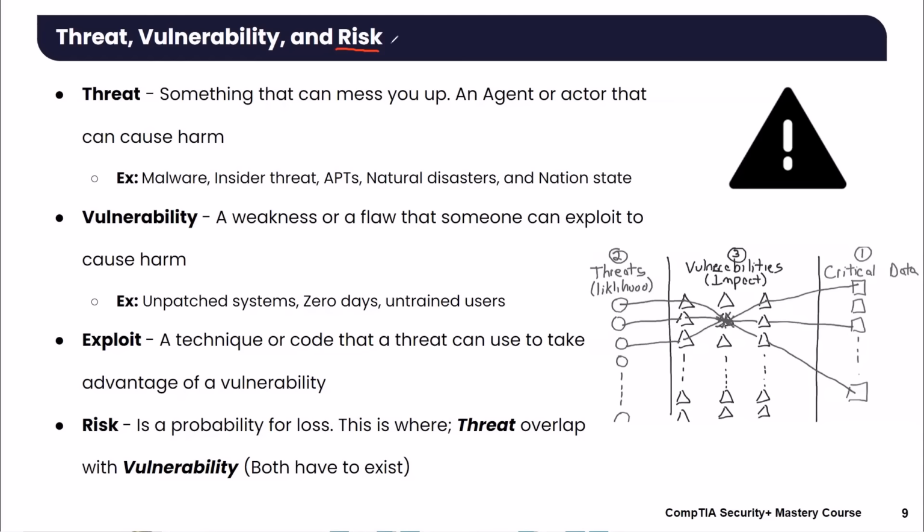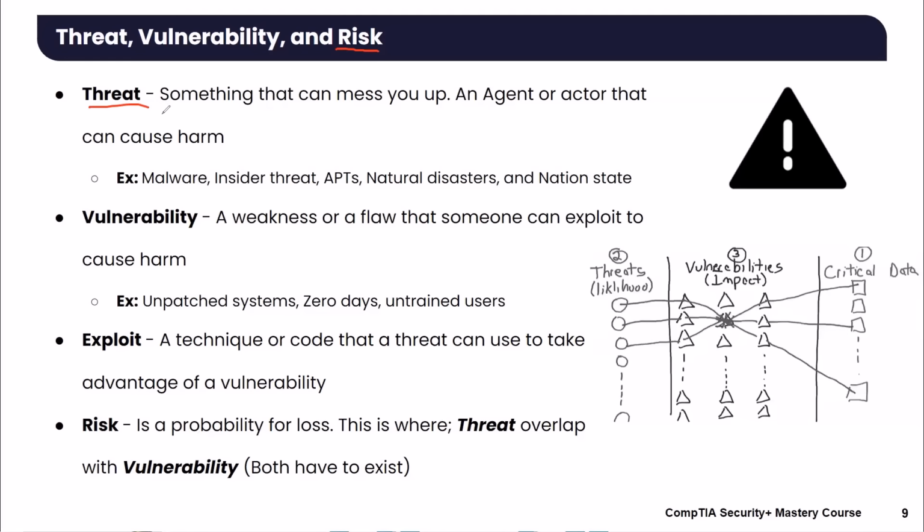So what is risk? Well, risk is the probability of loss. But before I dig deep into risk, let's talk about these other terminologies so that we can build up our definitions. The first one is threat. What is a threat? Well, a threat is something that can mess you up.